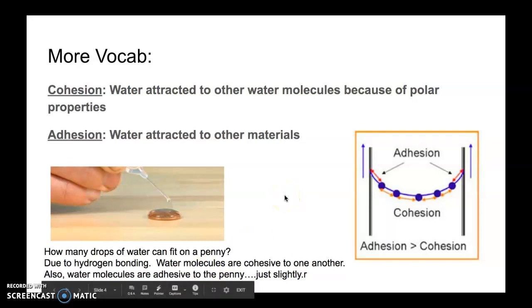In class, we would do a thing. How many drops of water can fit on a penny? If you notice and look at this image, you can see the water forming kind of like a dome. And it's really staying together because of the properties of cohesion.